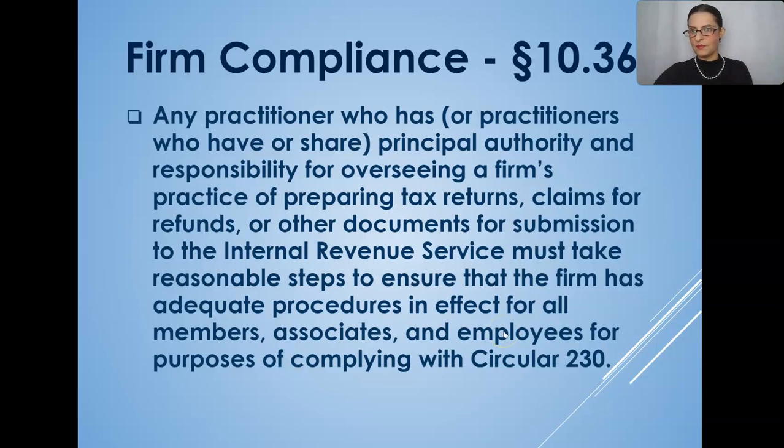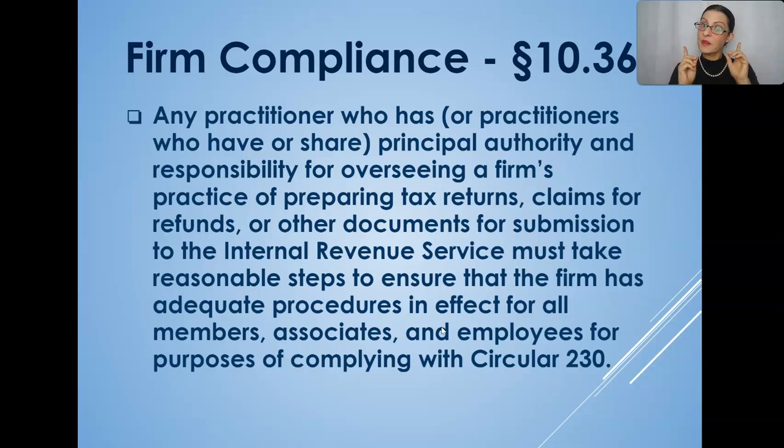Basically, if the owner of the firm or whatever practitioner has the principal authority for that firm, usually we're talking about the owner, right? The owner of the firm. If they don't make sure that all of the employees are complying with Circular 230, then they can be subject to penalties, even if you have a situation where maybe you have like a rogue employee that's doing things that you don't know about, like filing fraudulent EITC claims or something like that. The IRS's position is that as the owner of that firm, or the practitioner with the principal authority of that firm, you have to know, or you have to be aware of what your employees are doing.